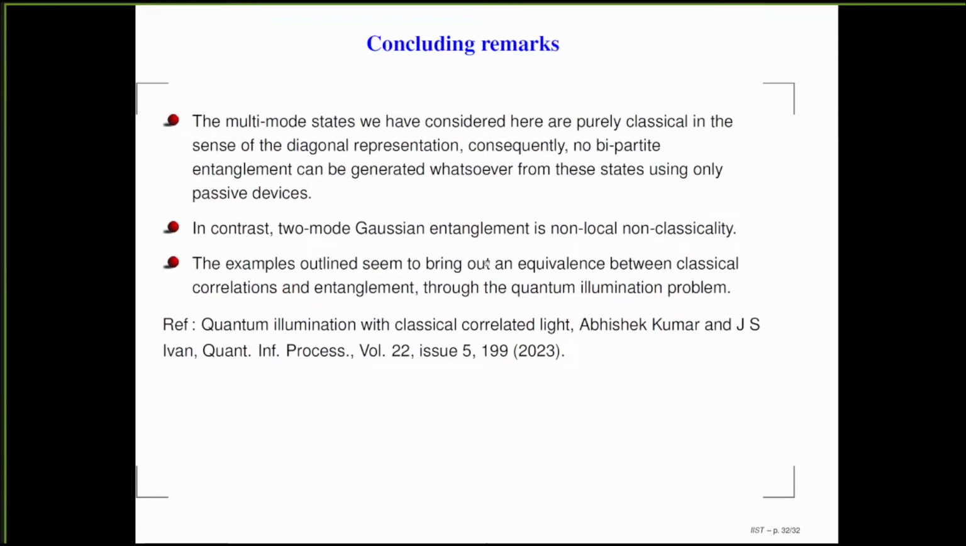in the quantum illumination problem. So the outcome is that correlation is useful and can sometimes be more useful than entanglement itself. This work was published in a recent issue of Quantum Information Processing. So that is all from my side.